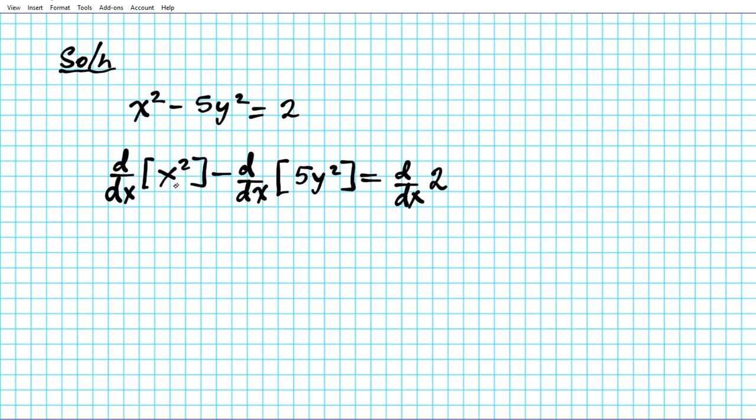So when you differentiate x squared, you might have studied the power rule. The derivative of x squared is 2x. But I'm going to add on something. Using the chain rule, we're going to have 2x dx/dx, the derivative of this variable with respect to the variable you're differentiating with respect to, which is x. All right, so it's 2x dx/dx minus, now let's differentiate this. We can factor out the 5. The derivative of y squared is 2y, using the power rule, dy/dx. Okay, and then 2 is a constant, so the derivative is going to be 0.